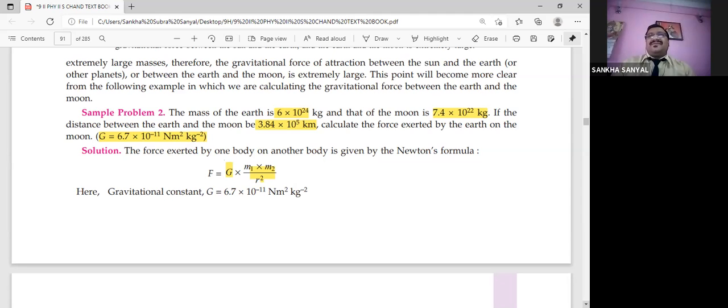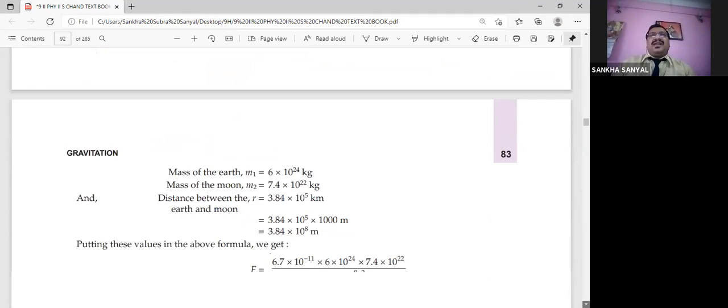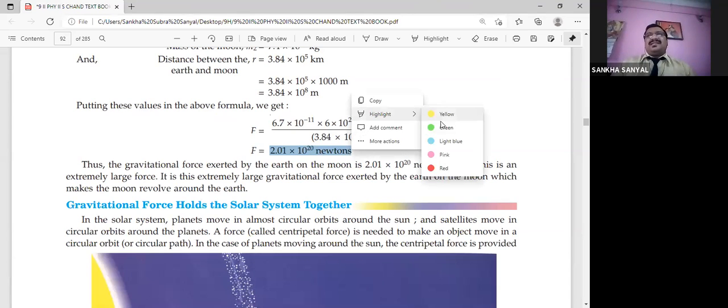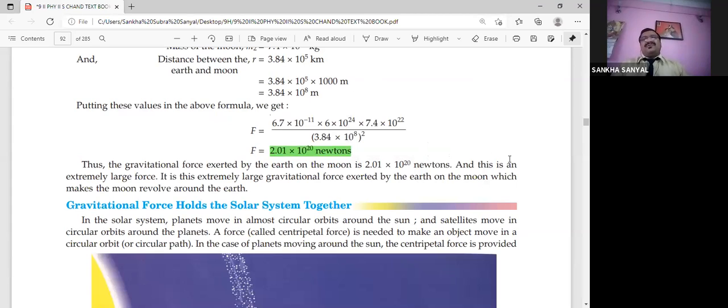When we put all these values, we are getting a value of force of attraction between the two bodies to be 2.01 into 10 to the power 20. Please calculate this fast. We just have a minute to go for this. Complete this.